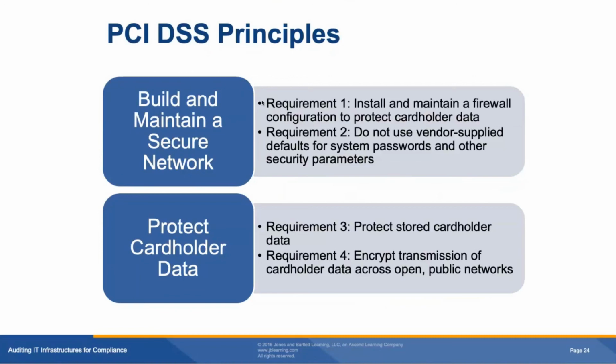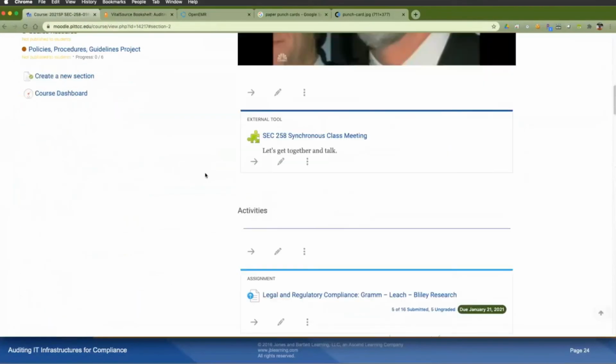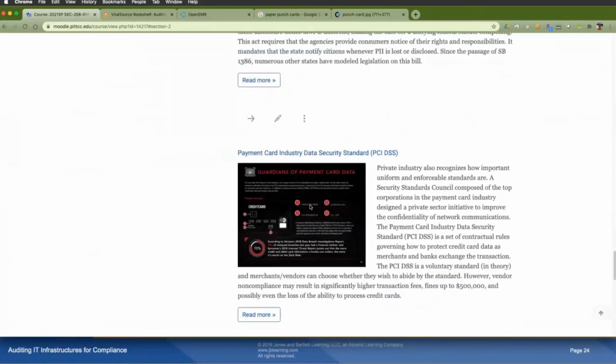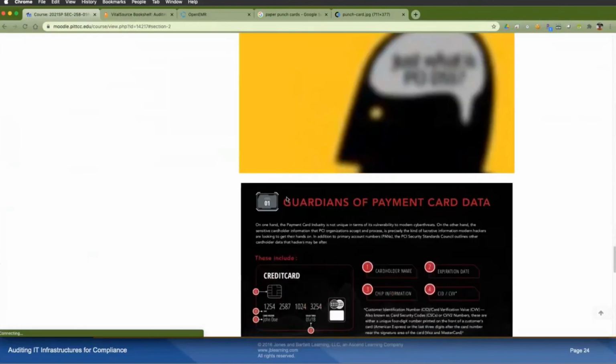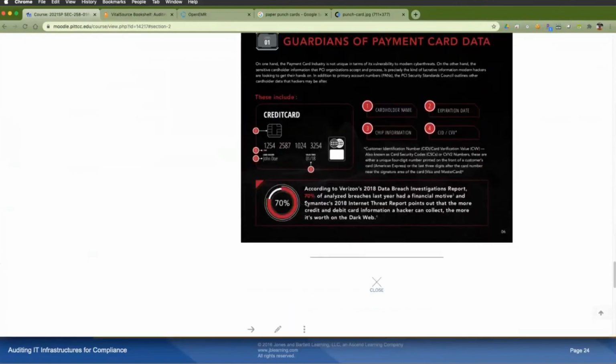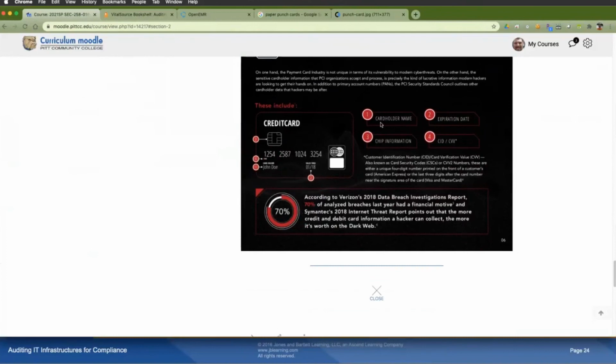Protect the cardholder data. Protect stored cardholder data, and then encrypt it when you transmit it. All right. That's pretty simple stuff. I also put at the bottom here, you need to protect, right? The cardholder's name, the expiration date, the chip information, the card verification value that's on the back of it. You have to protect that. The stuff that's on the magnetic stripe.